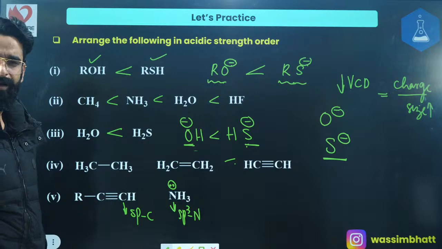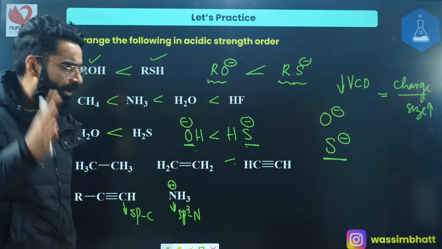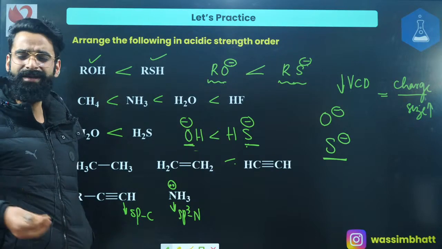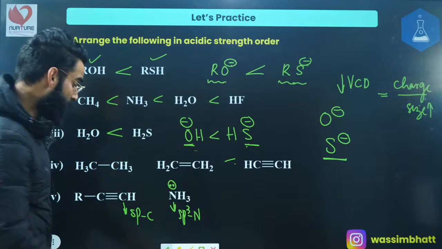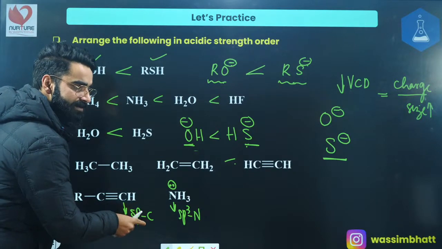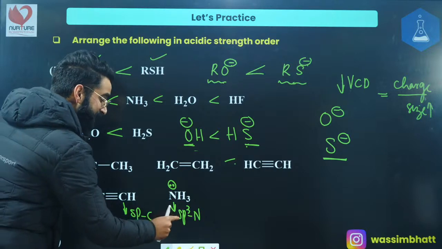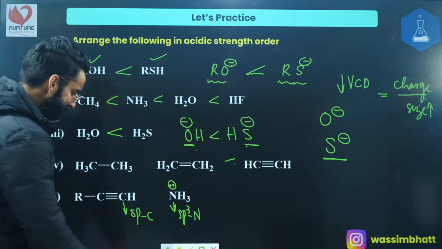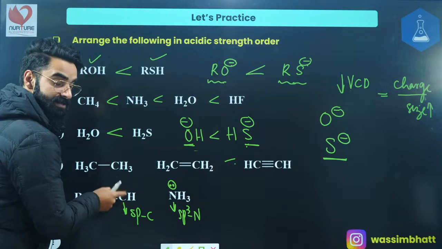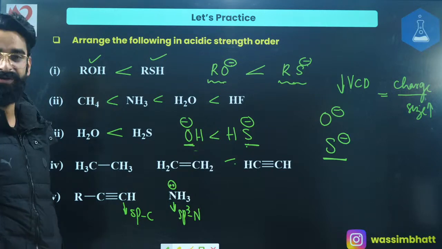Normally, when I ask you which one is more electronegative, carbon or nitrogen, under normal conditions you will say nitrogen is more electronegative than carbon. But do remember, the electronegativity of sp hybridized carbon is always more than that of sp3 hybridized nitrogen. Do take a note of this point. Electronegativity of sp hybridized carbon is more than that of sp3 hybridized nitrogen.